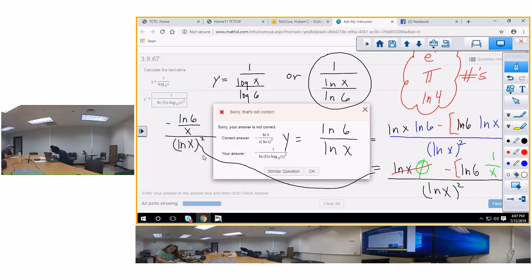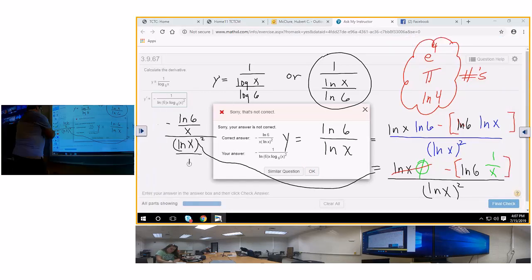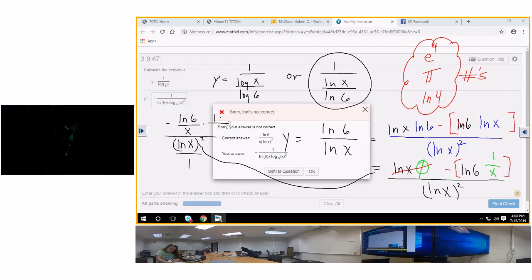And what do you do when you divide by a fraction? You multiply by the what? 1 over natural log x squared. That gives us that.